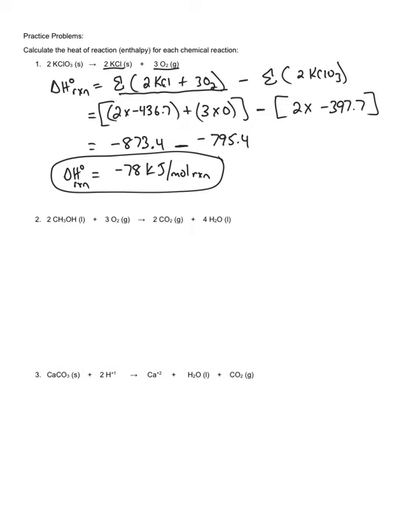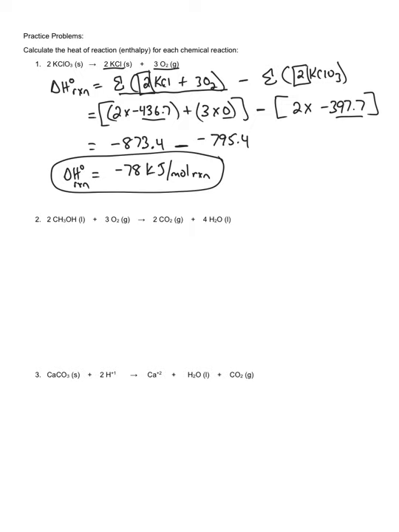So KCl has a value of negative 436.7. Oxygen is 0 because it's an element in its standard state. And then KClO3, potassium chlorate, is negative 397.7. The most common thing that students forget to do is multiply by the coefficients. Enthalpy is extensive. The more you have, the more heat will be produced or absorbed.